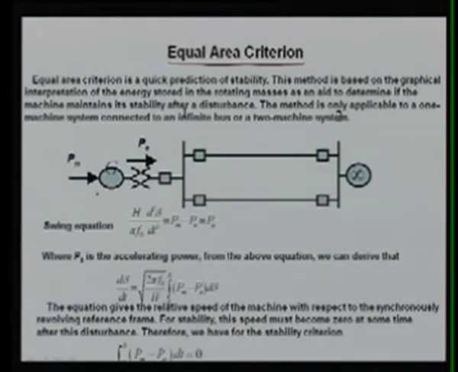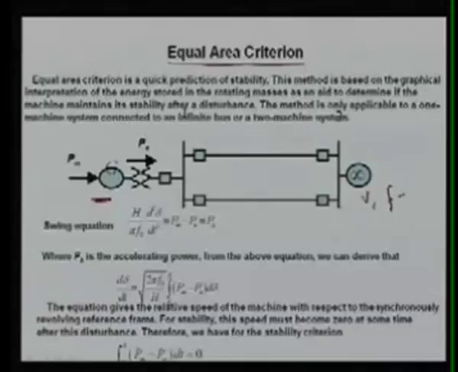Here is one generating system, and here we have the infinite bus. This is also a machine which has high inertia, meaning large, infinite inertia, where the voltage and the frequency are constant. So it is only applicable for the two-machine system, or in other words, the single machine infinite bus system. It is only limited to that. It is not possible to go for the multi-machine system.